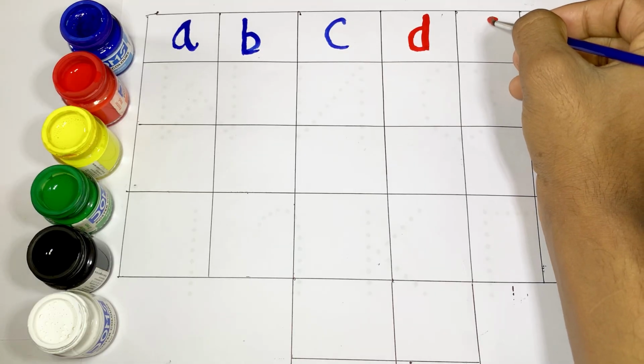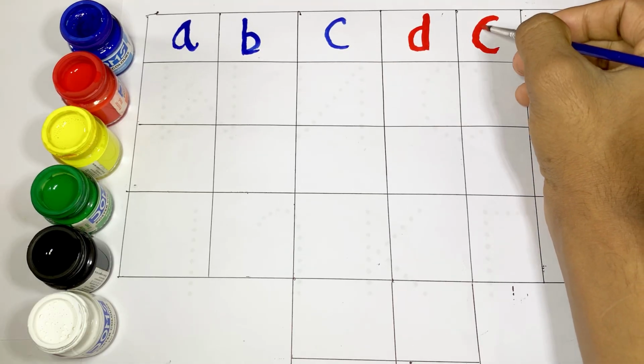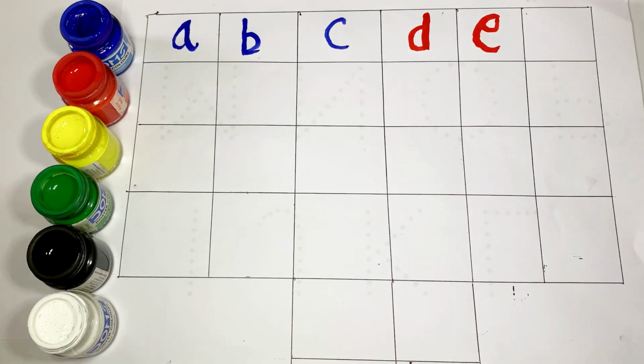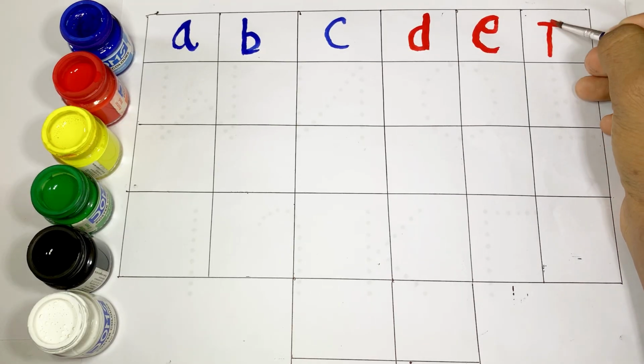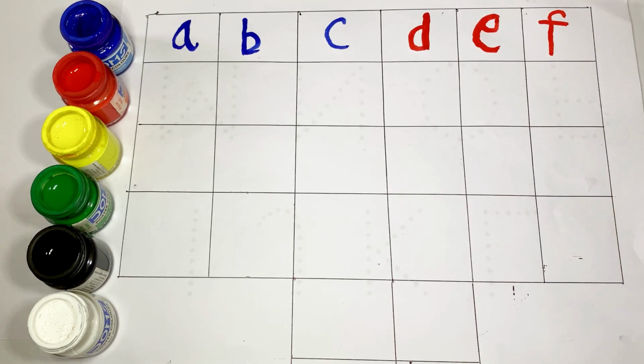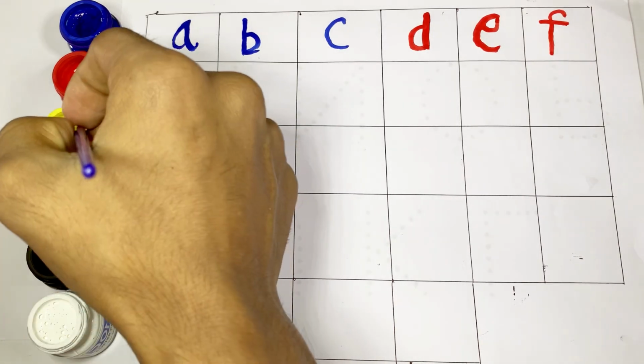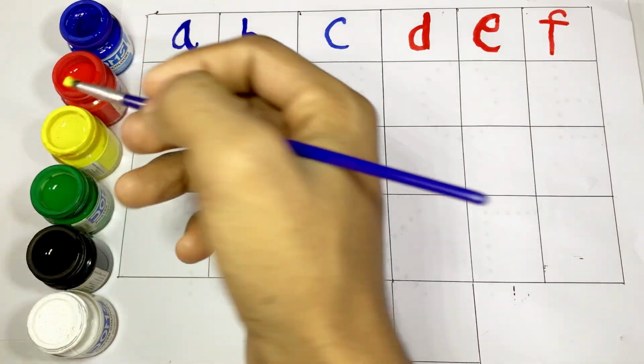E for egg, E for elephant. The alphabet E. F for fish, F for fan. Now G for goat, G for glass. The alphabet G, and use yellow color.